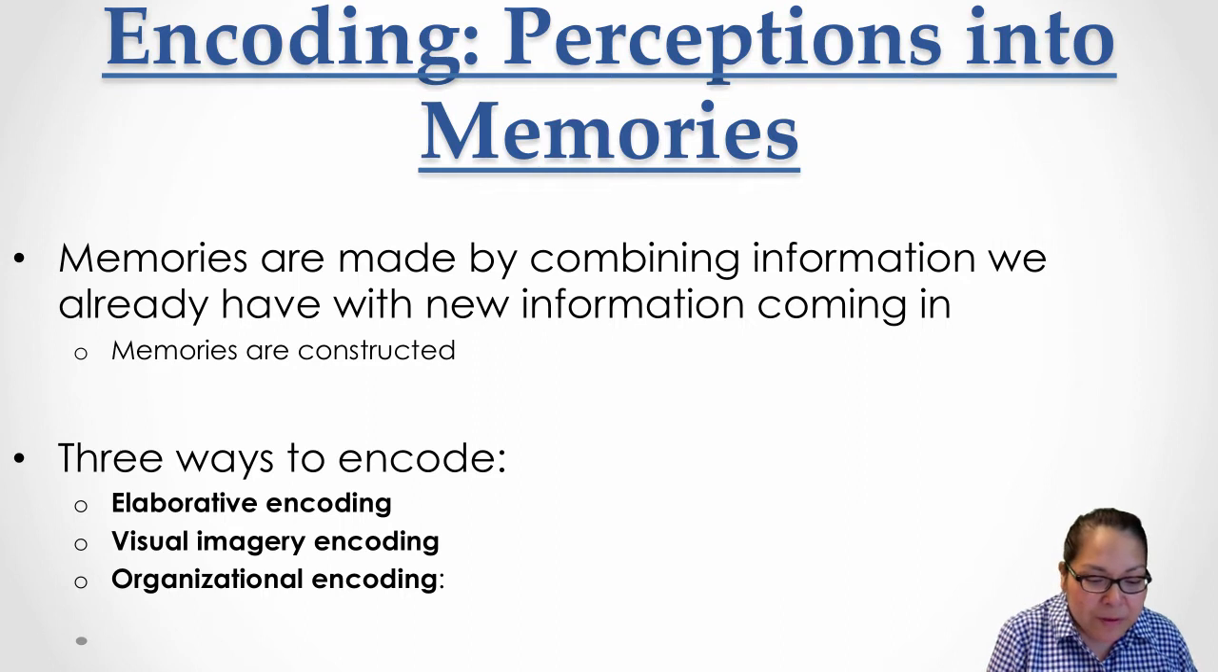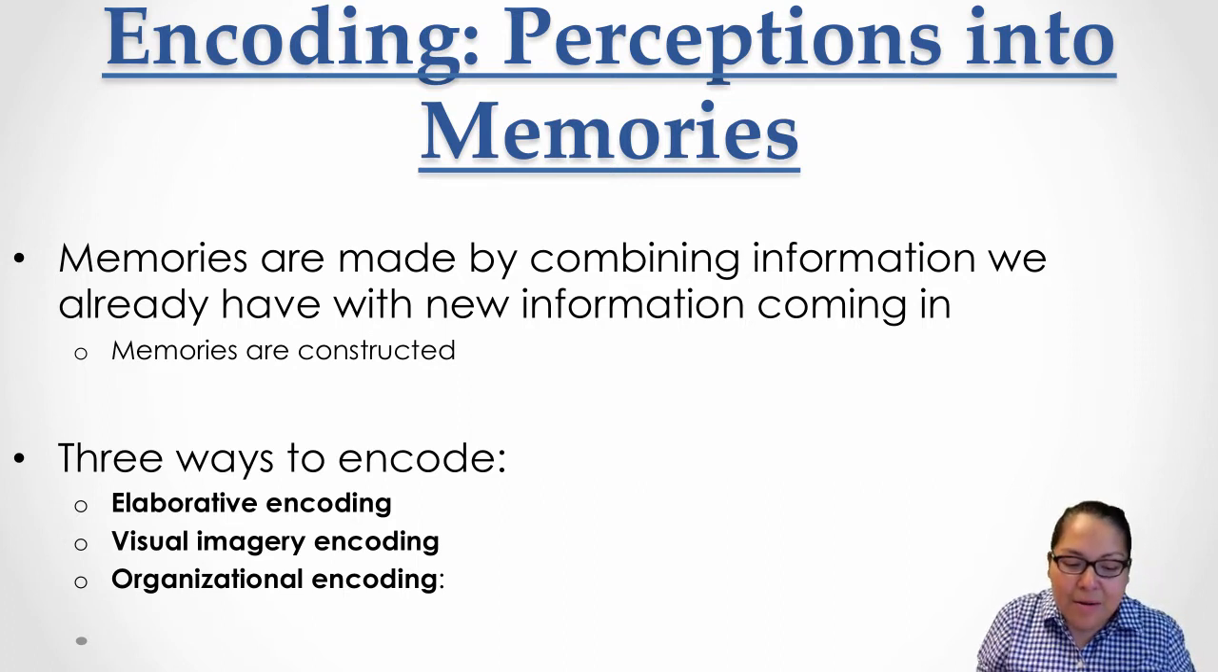By using visual imagery encoding, we actually activate regions in the occipital lobe, which, as we learned, is the visual cortex. Lastly, the last type of encoding that we'll talk about is organizational encoding. This is the act of categorizing information by noticing how 2 pieces of information are related.